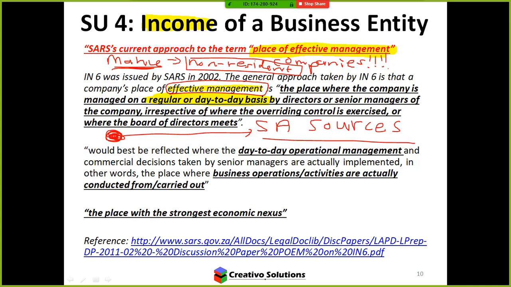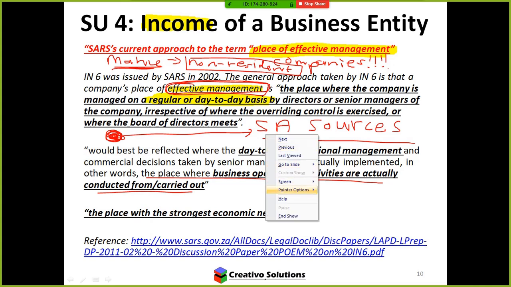Day to day operational management. Do the decisions get taken in terms of day to day operations by the senior managers, in the place where the business is operated, conducted from or carried out? So that's something to consider. In other words, where again is this whole idea of effective management? Is the decision making taking place inside the country or outside?